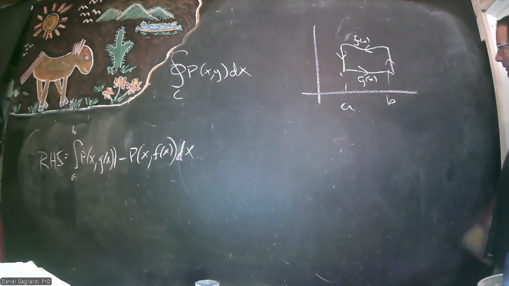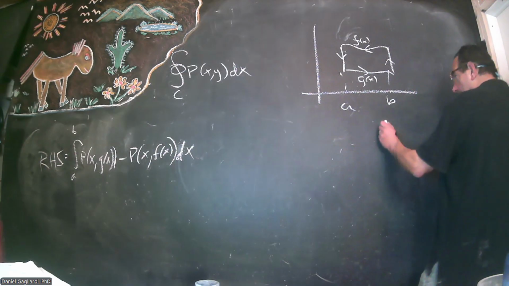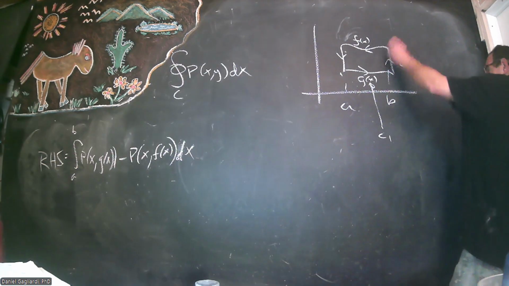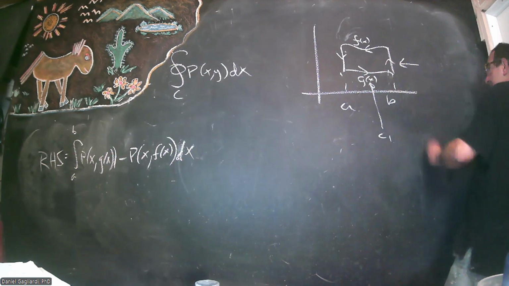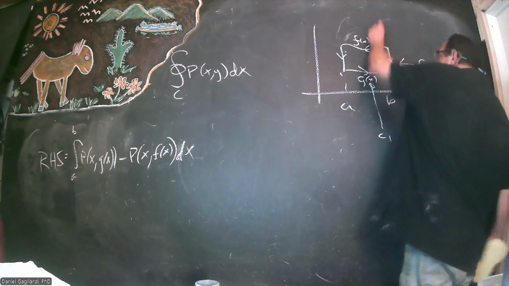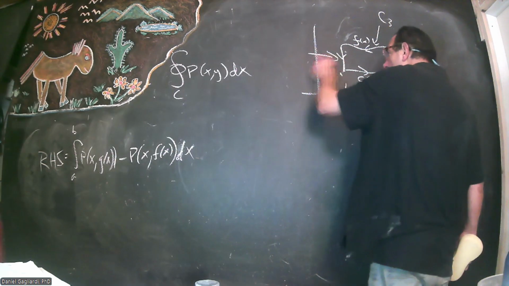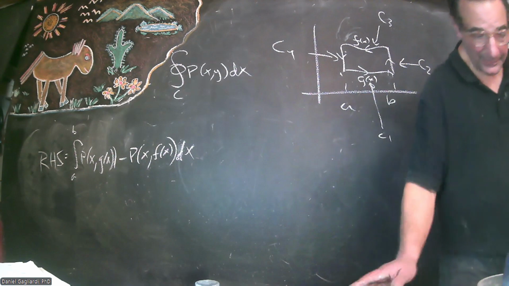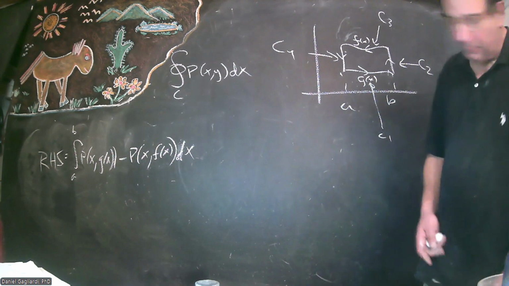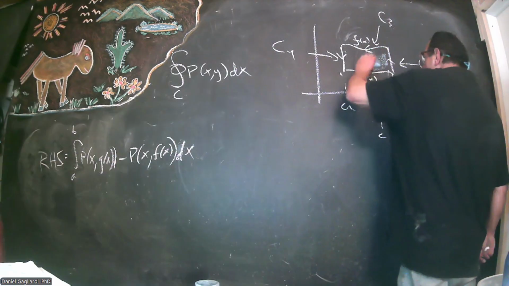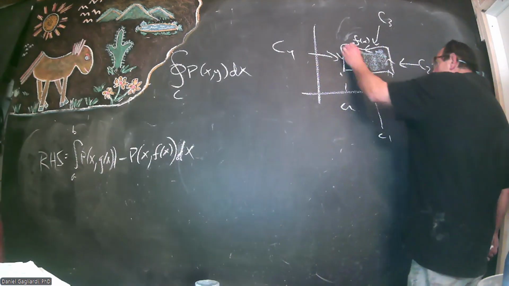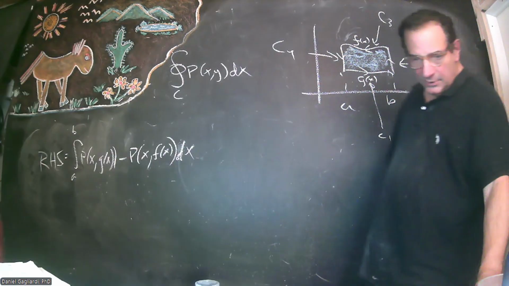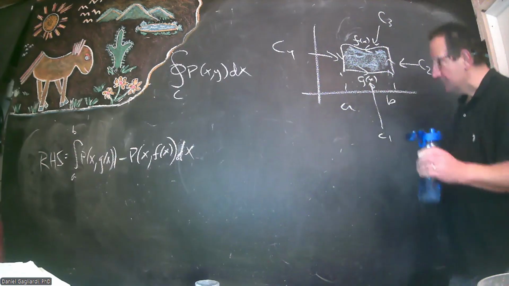We'll call the bottom curve C1. We'll call the curve on the right-hand side, which is just constant, C2. We'll call this C3, and we'll call this C4. Looks like we're dissecting this whole thing, I guess we kind of are, and we have a lake on the inside. Let me use my blue chalk again. All right, let's get busy with this.